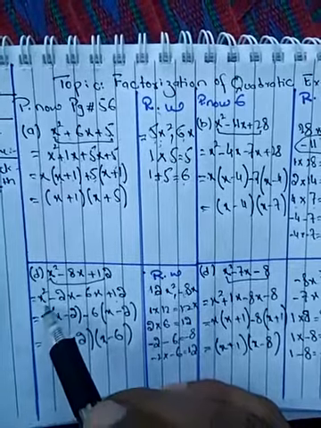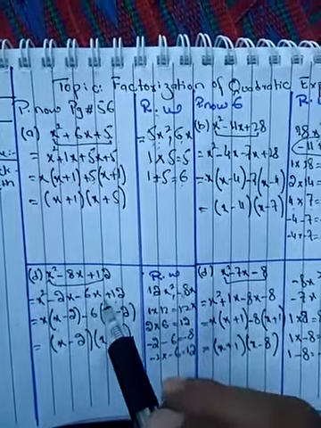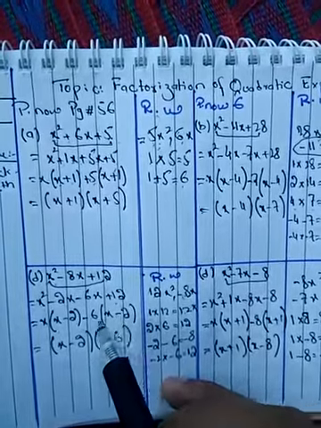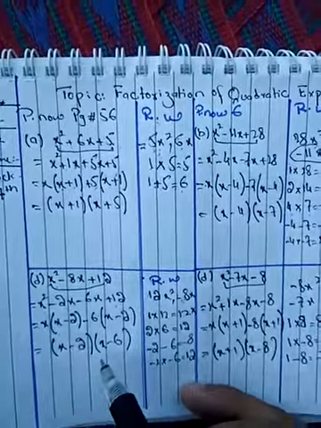We take x as a common from first two terms, and we have x minus 2, and we take minus 6 as a common from other two terms. We have x minus 2 in the bracket. Now we write our answer as x minus 2 and x minus 6.